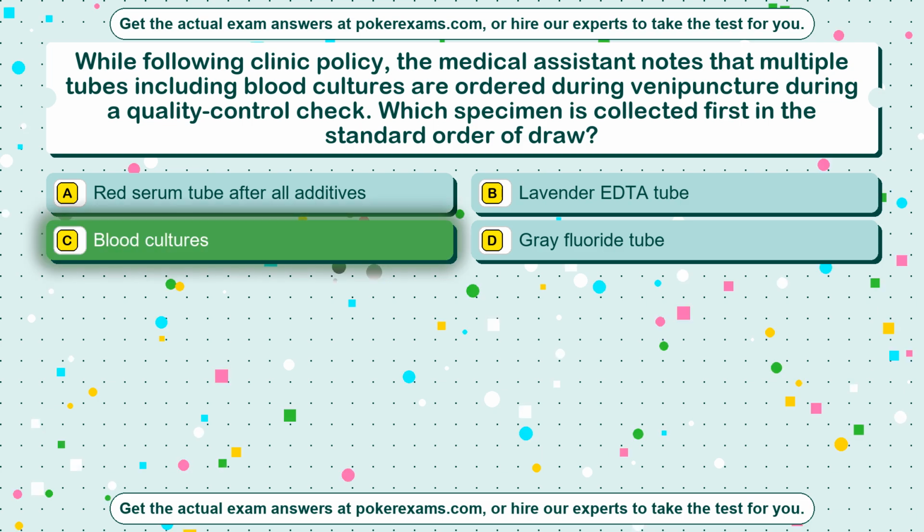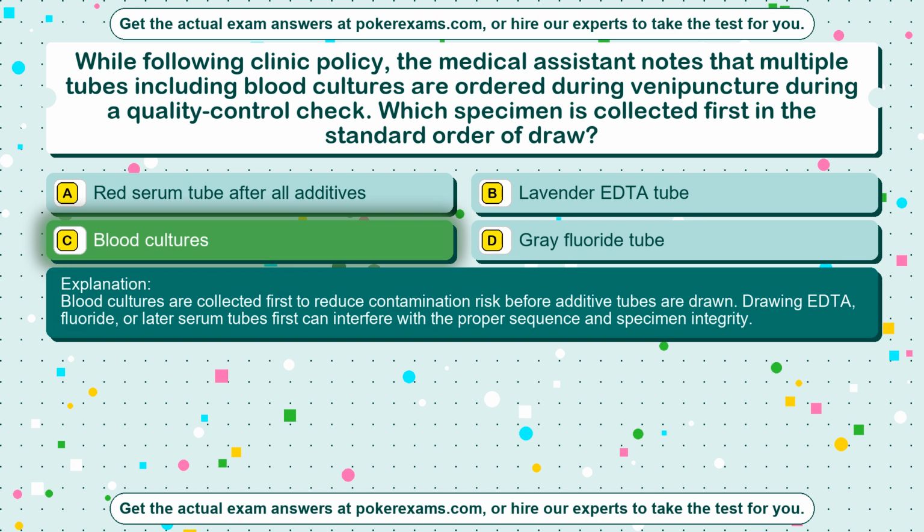The correct answer is option C, blood cultures. Blood cultures are collected first to reduce contamination risk before additive tubes are drawn. Drawing EDTA, fluoride, or later serum tubes first can interfere with the proper sequence and specimen integrity.